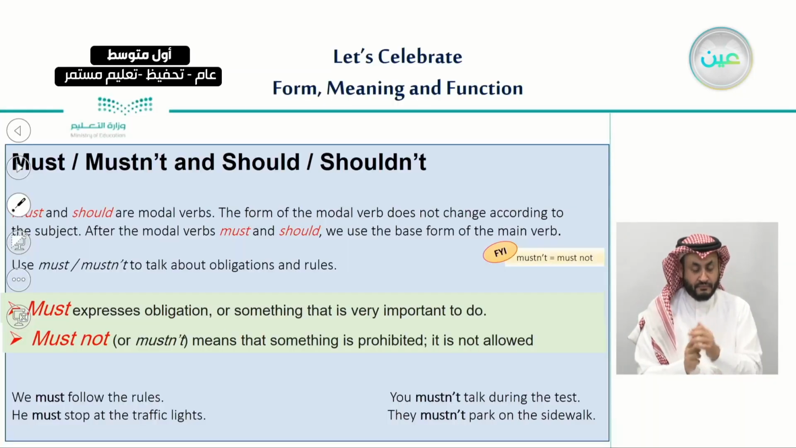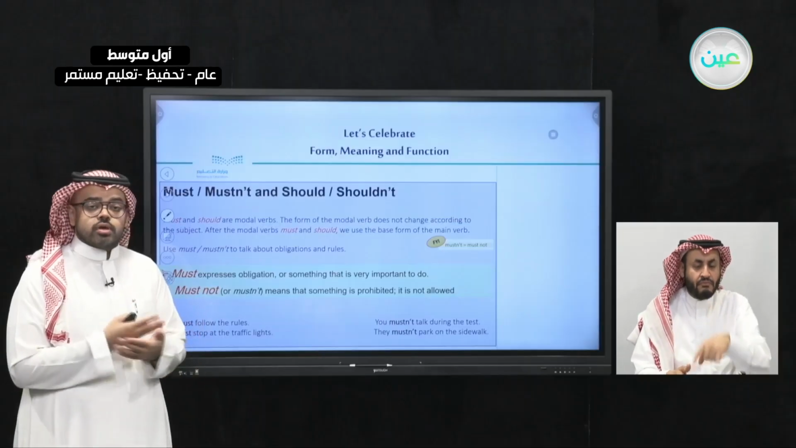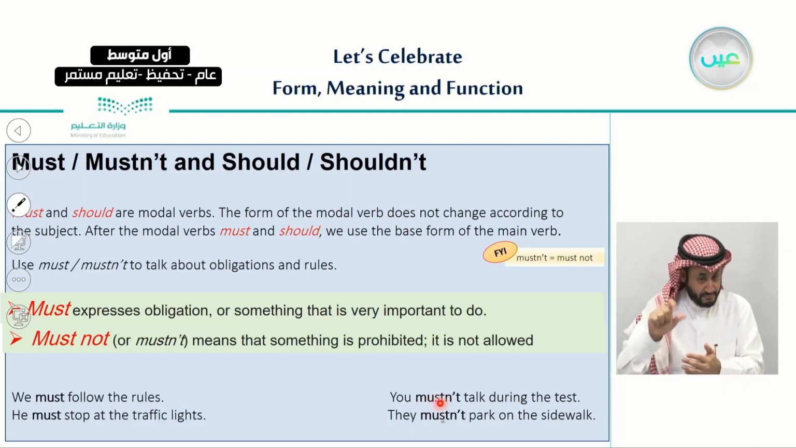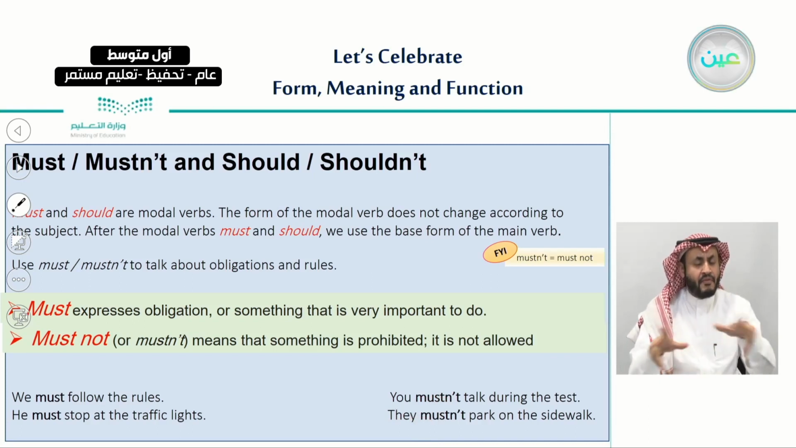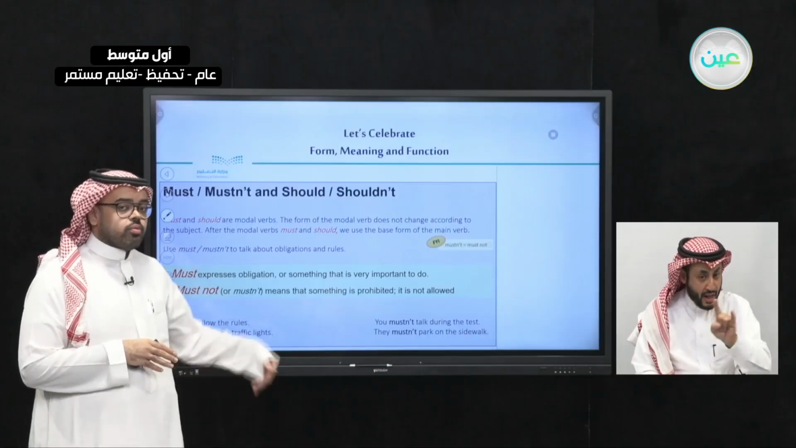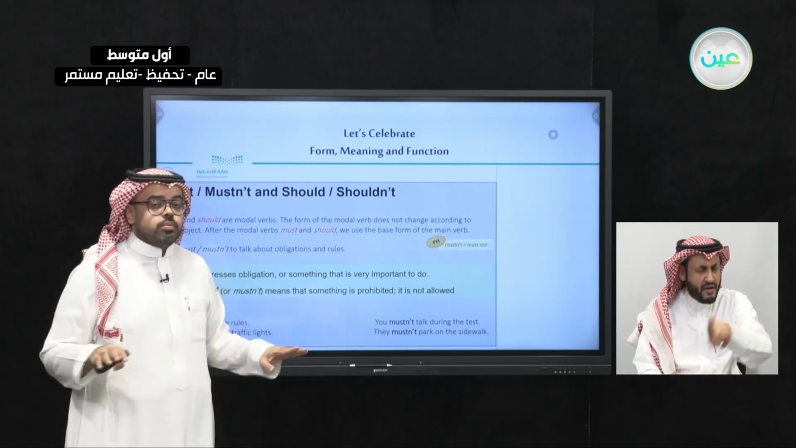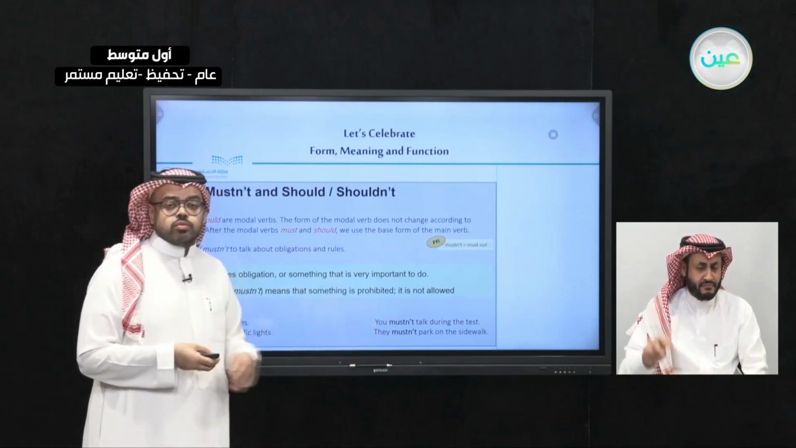Here, you must not or you mustn't talk during the test. It is not allowed to talk during the test. This is prohibited, something that is not allowed. And this is why we use you mustn't or you must not. Also, they must not park on the sidewalk. Sidewalks are for people who want to walk. So it is not allowed. It's prohibited if you decide to park at the sidewalk.